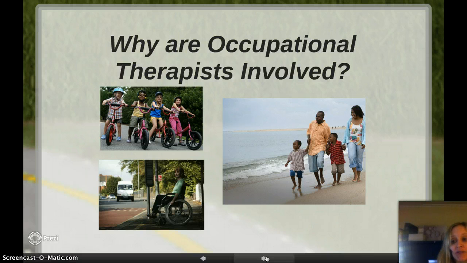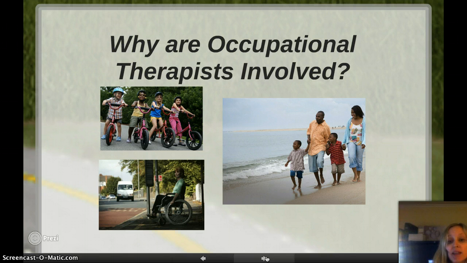So why should OT be involved? From a historical perspective, occupational therapists have been providing driver rehabilitation services for more than 30 years. OTs are a good fit. They look at the patient holistically and can contribute in a way that no other profession can.